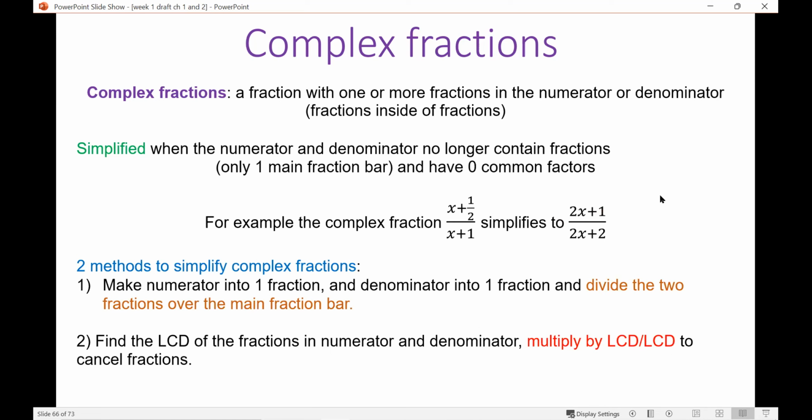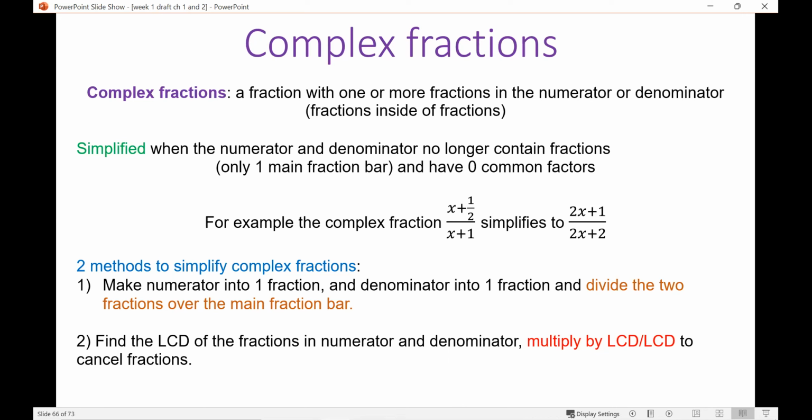So before I go into showing you how they do this, let me explain the two different methods. So we've got two methods to simplify complex fractions. The first method is going to use division. Here we take the numerator and all its interior fractions, and we add those together to make a single fraction in the numerator. And same thing with the denominator. We turn the denominator into one single fraction. Then we divide over the main fraction bar, because remember that main fraction bar really means division. Once we do that, we will get a fraction that is not complex.